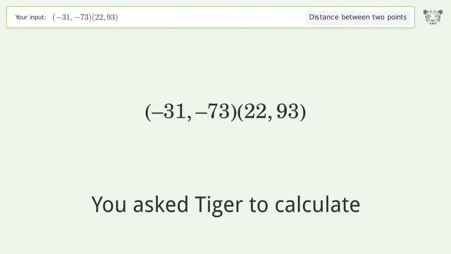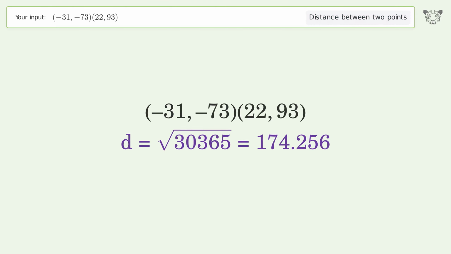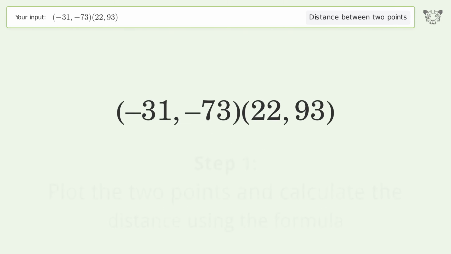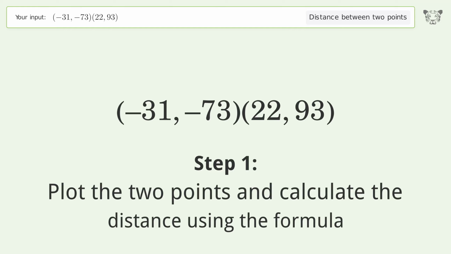You ask Tiger to calculate. This deals with the distance between 2 points. The distance between the 2 points is the square root of 30,365 or 174.256. Let's solve it step by step. Plot the 2 points and calculate the distance using the formula.